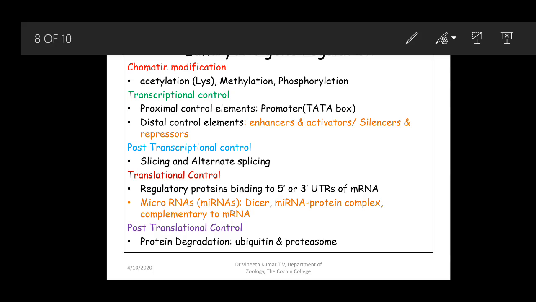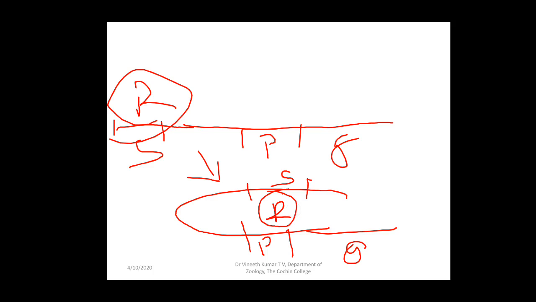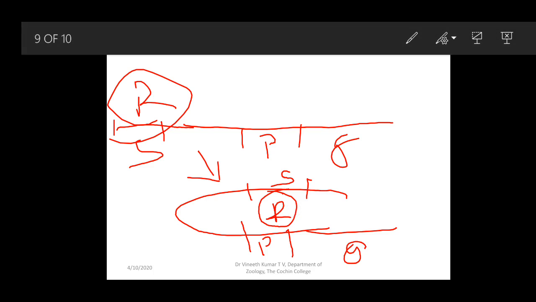This removal of introns from exons is called splicing. It is by the process called splicing that the introns are removed and the exons are joined. We'll talk about splicing as well as alternative splicing here.